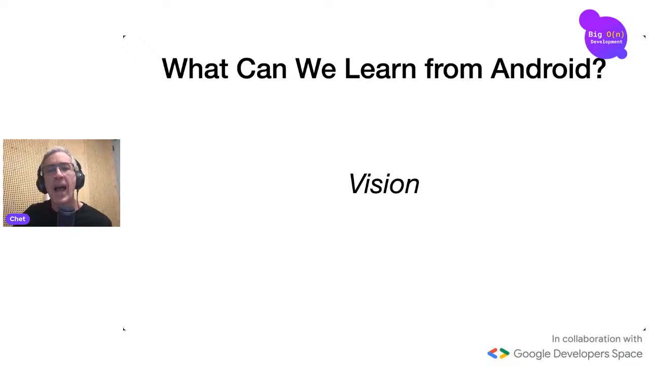One was having this initial vision, right? Having an idea of where you're going and then carrying through on that vision, not blindly. Like if the market changes out from under you, you're going to need to react, but actually having an idea of why you're doing this thing and where you're going. So Android at the very beginning was an open source platform.